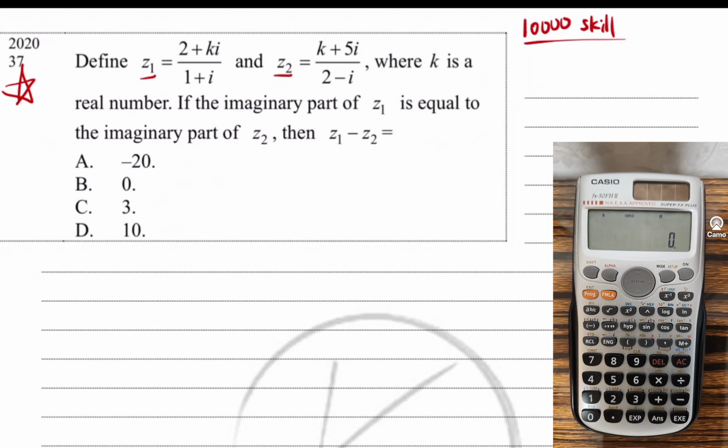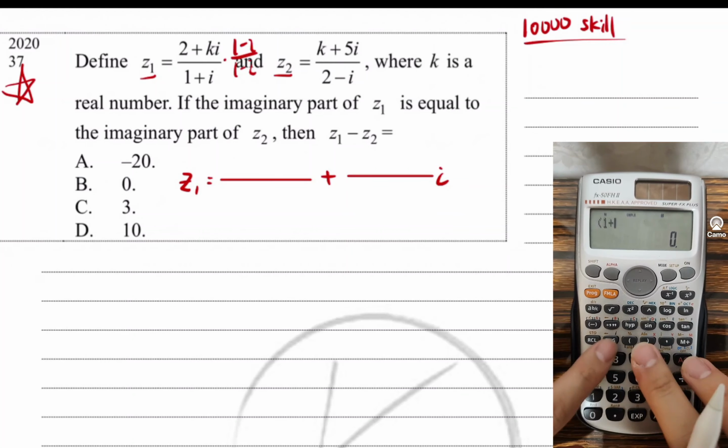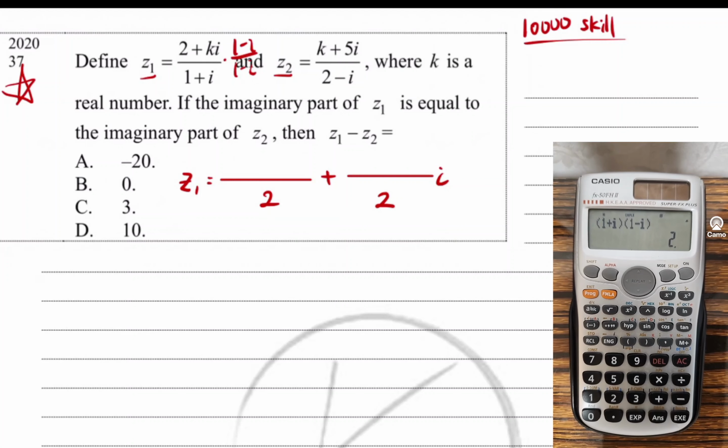Okay, so let's start. For Z1, in the normal step you have to multiply (1 minus i) over (1 minus i). So actually we already know that our denominator is 1 plus i times 1 minus i. So it will look like something plus something i, and our denominator will be 1 plus i times 1 minus i, so it will be 2. And what is our new numerator?